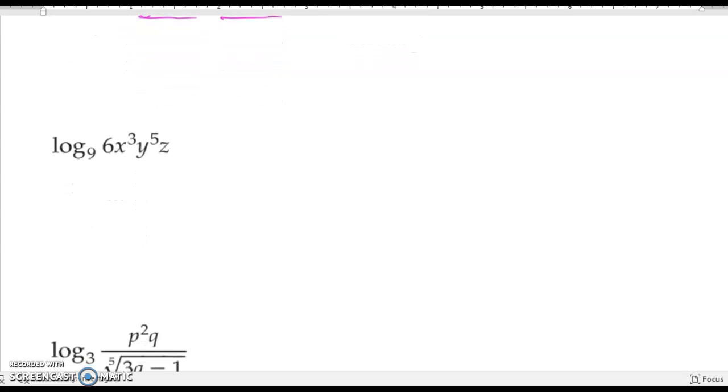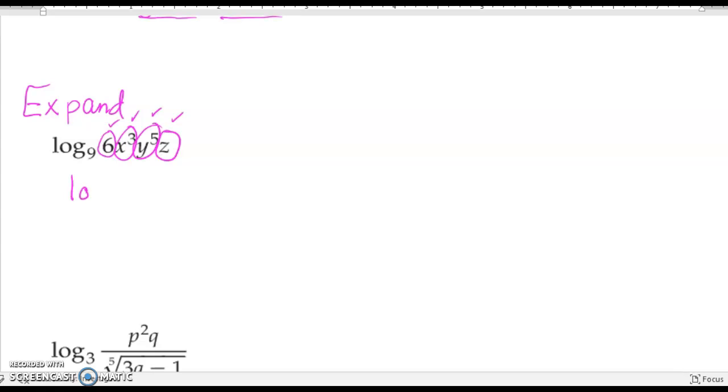All right, let's take a look. Our first example should say expand. Our first couple examples. I'm going to expand log base 9 of 6 times x cubed times y to the 5th times z. I circled every time I said times, so I'm going to have to write log base 9 four times. See how I have 4 circles? Because I'm multiplying all 4 of those together.